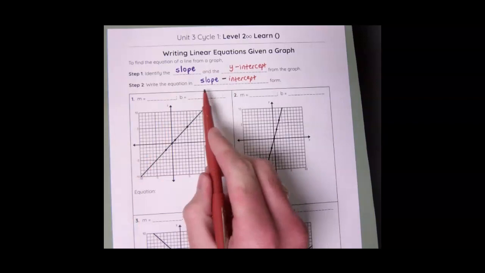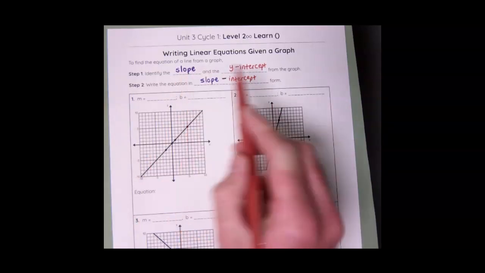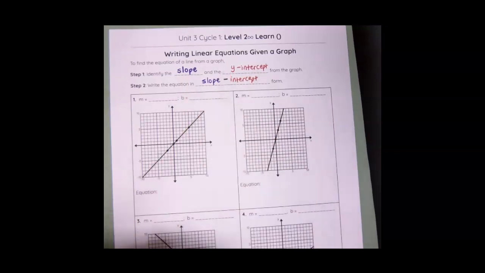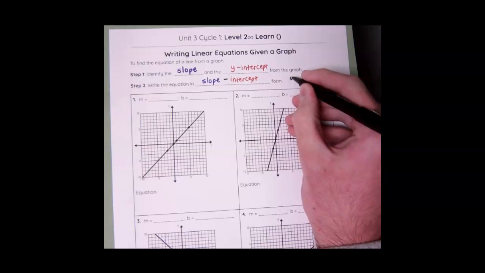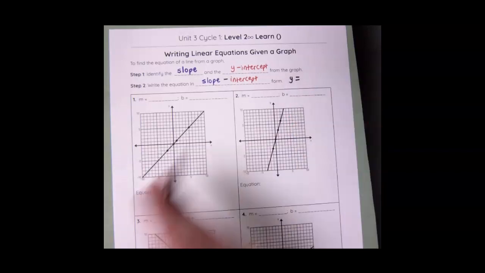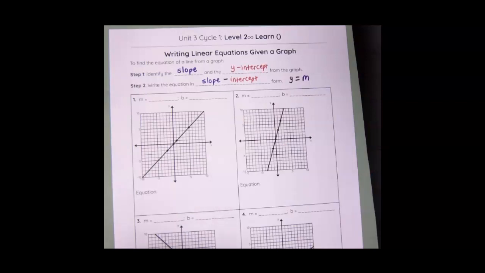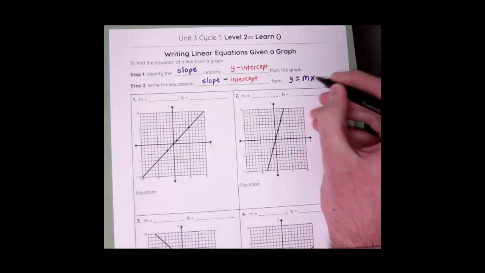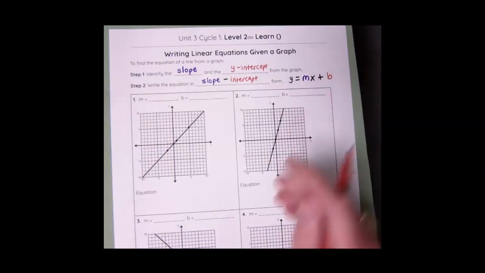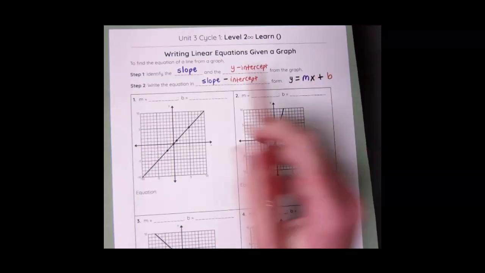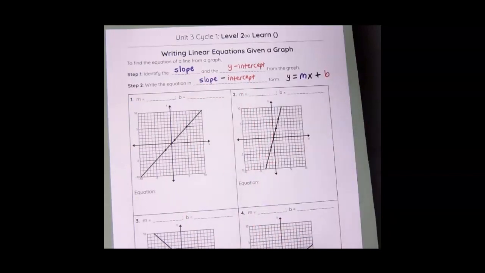To find the slope-intercept form, you need the slope and the y-intercept. Makes sense. As a reminder, your slope-intercept form is written as y equals mx plus b. Remember, m stands for slope, b stands for y-intercept. So let's look at a couple examples.